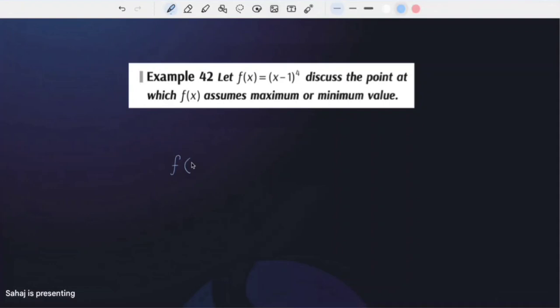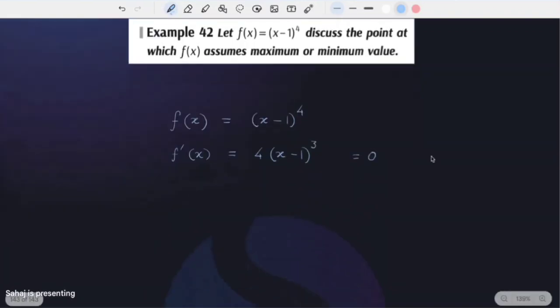So let's see what we can do about this. X minus 1 to the 4. Calculation is very easy. F prime x is 4 times x minus 1 cubed, right? You put this equal to 0. What do you get? x minus 1 equals 0, x equals 1. So you have to check at this point.